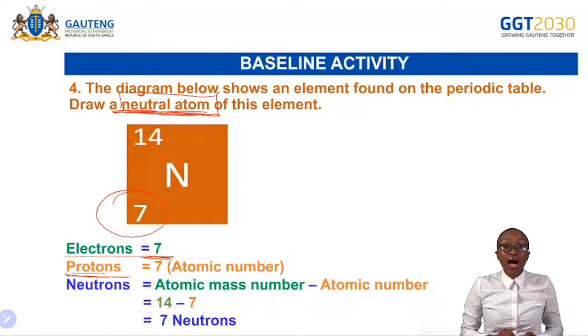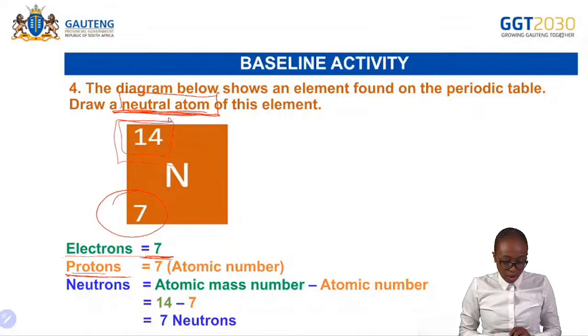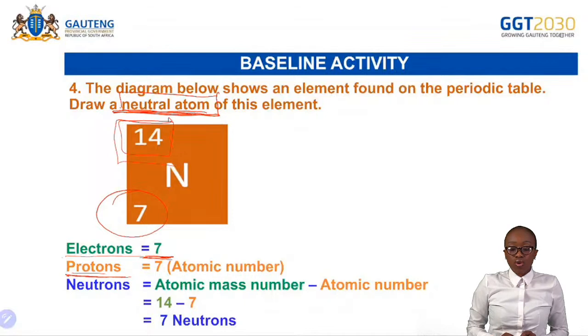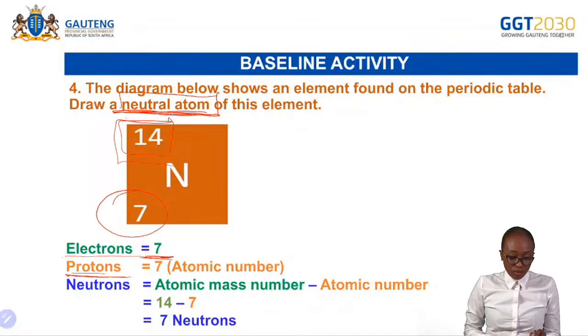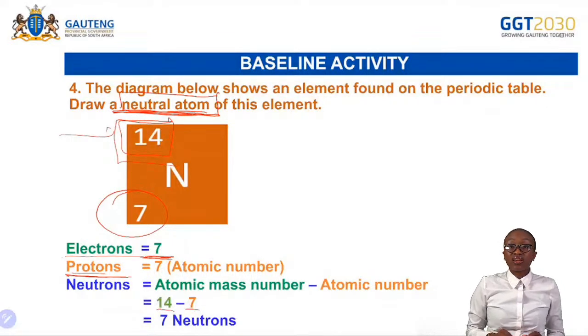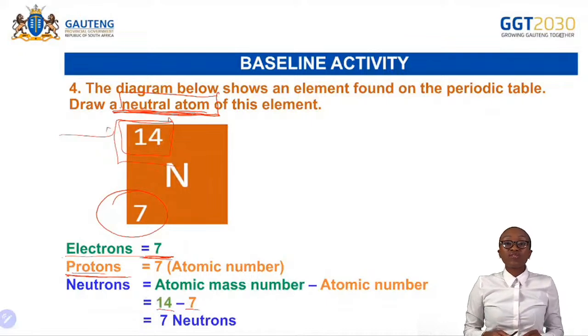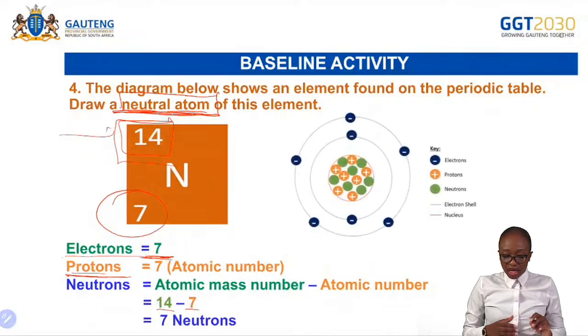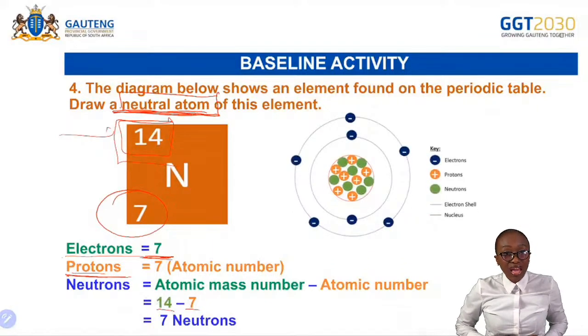Now, to find out how many neutrons this particular atom has, we use this big number. Remember, we said this is the atomic mass number. So we use the big number, and we say atomic mass number minus atomic number. So we say 14 minus 7 to give us 7 neutrons. So now that we have all this information, we know how many electrons, protons and neutrons the atom will have. Then we draw our atom.